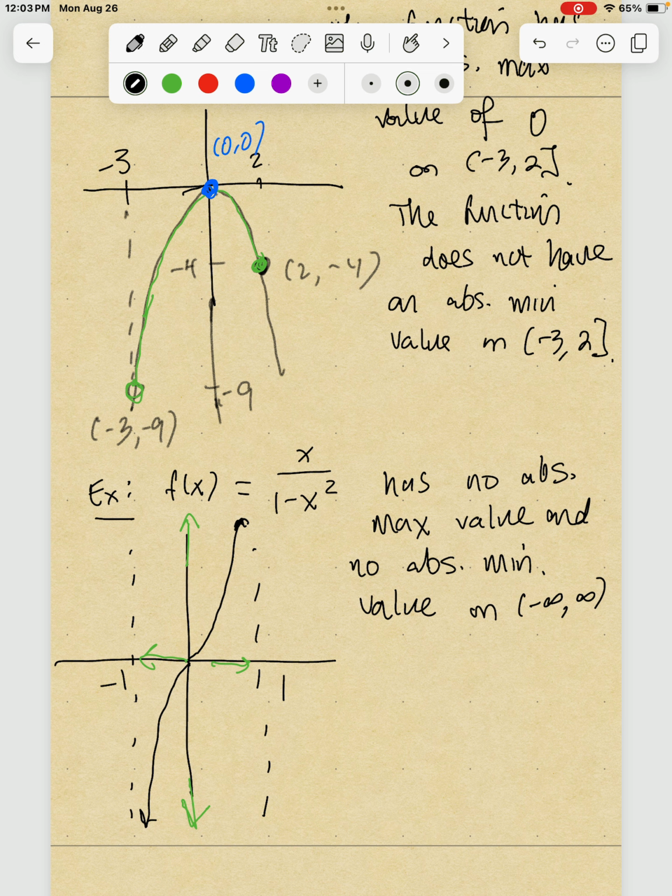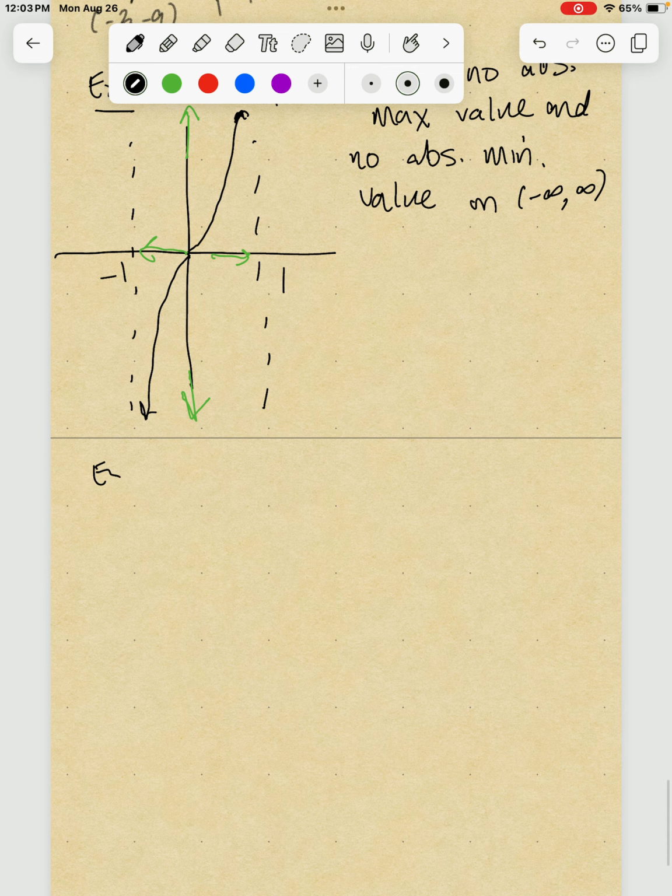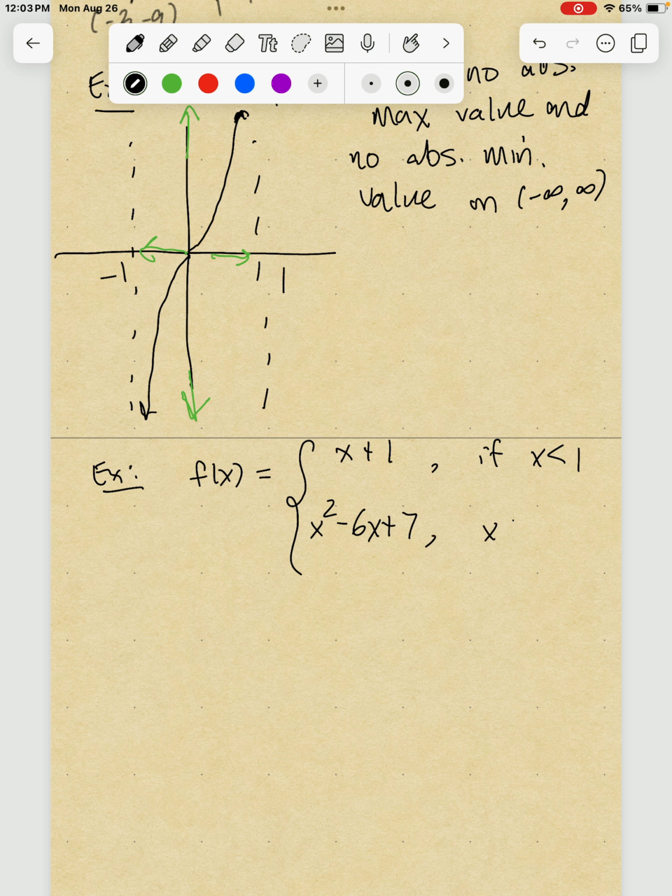Let's see. I think we have like 3 more examples. And by the way, negative infinity to infinity does count as an interval. Okay, so let's say that you had this piecewise function: x plus 1 if x is less than 1, and x squared minus 6x plus 7 if x is greater than or equal to 1. And so this is a piecewise function.